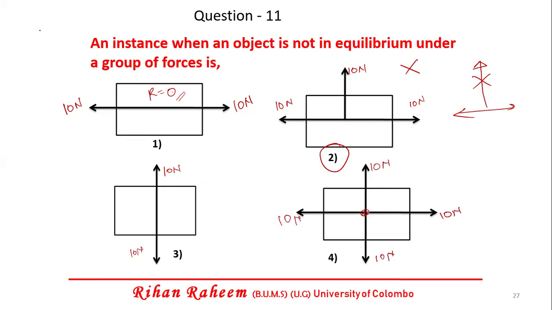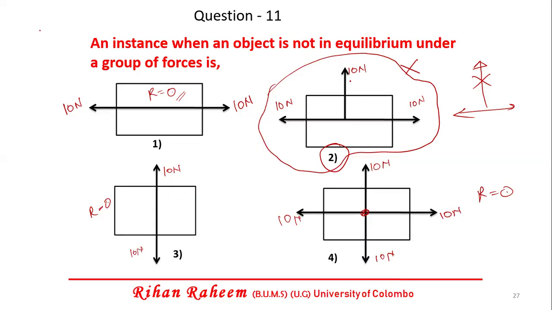There are 4 forces acting on this object, but still this object will not move. Resultant will be 0. So here also resultant can become 0. But second one, whatever you do, whatever values we put, we cannot make the resultant 0 because there is an unbalanced force here. So therefore, second one is the most suitable answer. Hope you all are clear about it.